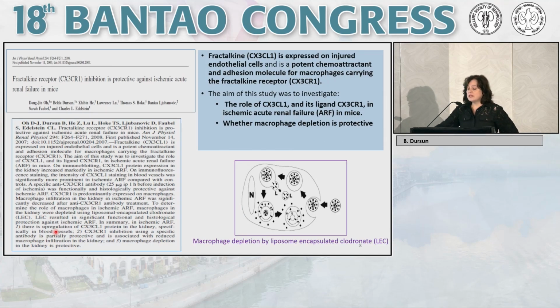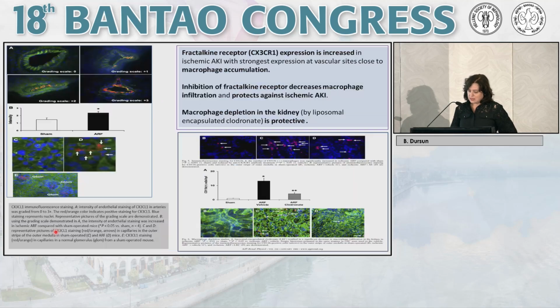We tested the roles of fractalkine and macrophages in a mouse model of ischemic reperfusion injury. Fractalkine is expressed on injured endothelial cells and is a potent chemoattractant for macrophages carrying the fractalkine receptor. So we also investigated whether macrophage depletion was protective by using liposome-encapsulated clodronate. This is phagocytosed by macrophages and causes lysis of macrophages and systemic depletion.